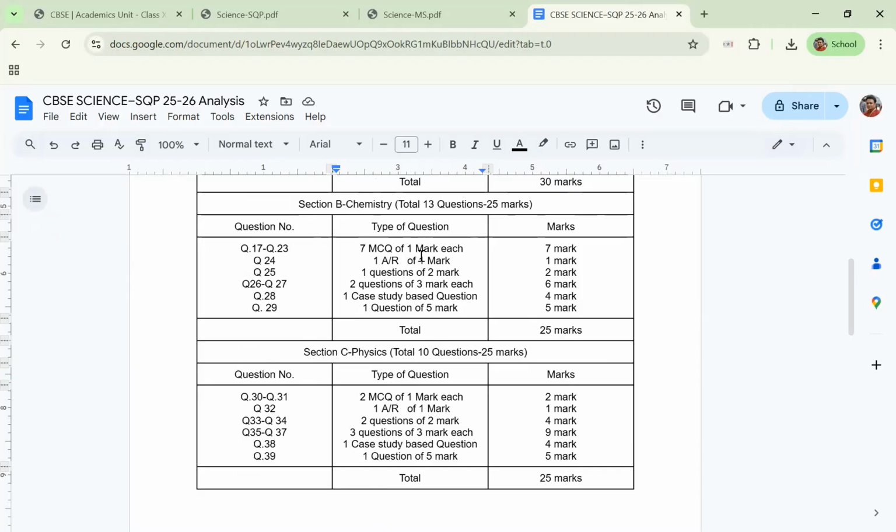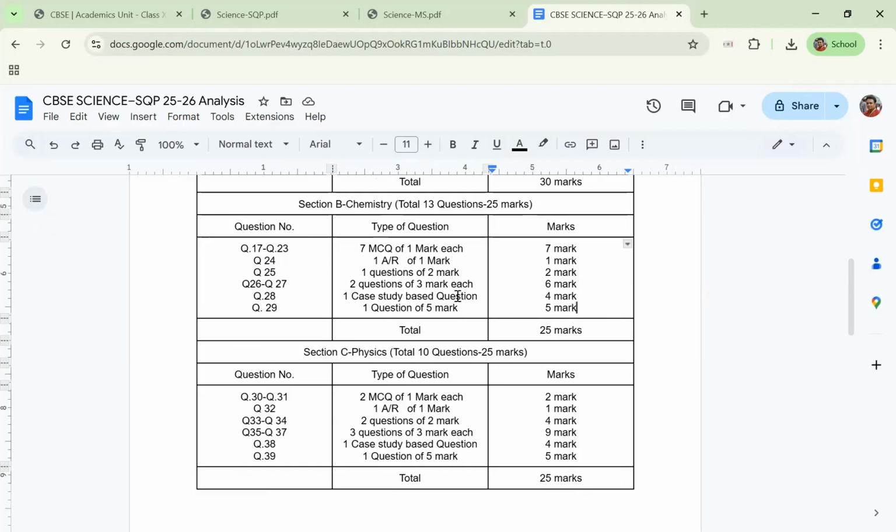When we move on to section B, chemistry, there are a total of 13 questions. Let's look at which question numbers. Questions 17 to 23. So there are going to be 7 MCQs of 1 mark each for chemistry, total 7 marks. Question 24. So there is only one assertion reason question. Likewise, every year we have one assertion reason question of chemistry, one question of 2 marks, which makes 2 marks total, two questions of 3 marks for chemistry, and 6 marks for that total. Question number 28 is a case study based question for chemistry, which is 4 marks, and the last question 29 is a 5 mark question, one question, and that is 5 marks, 25 marks.